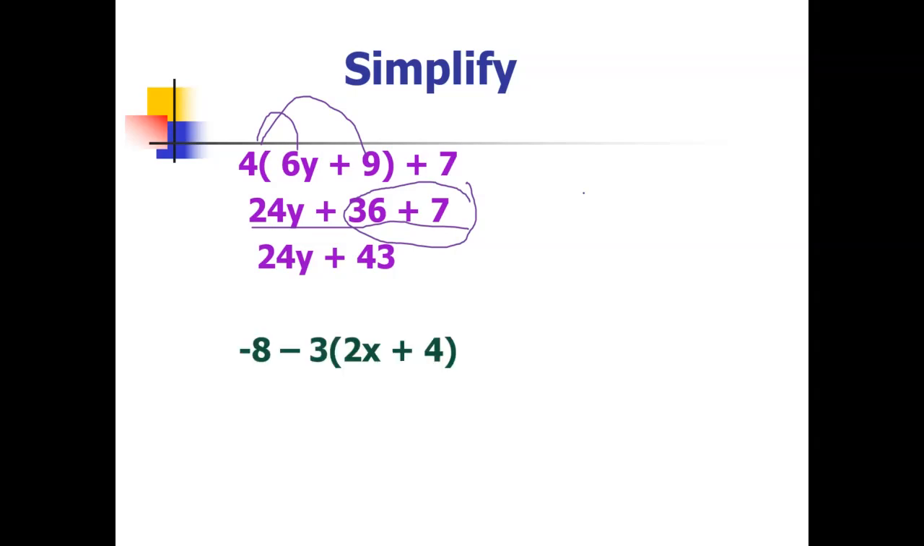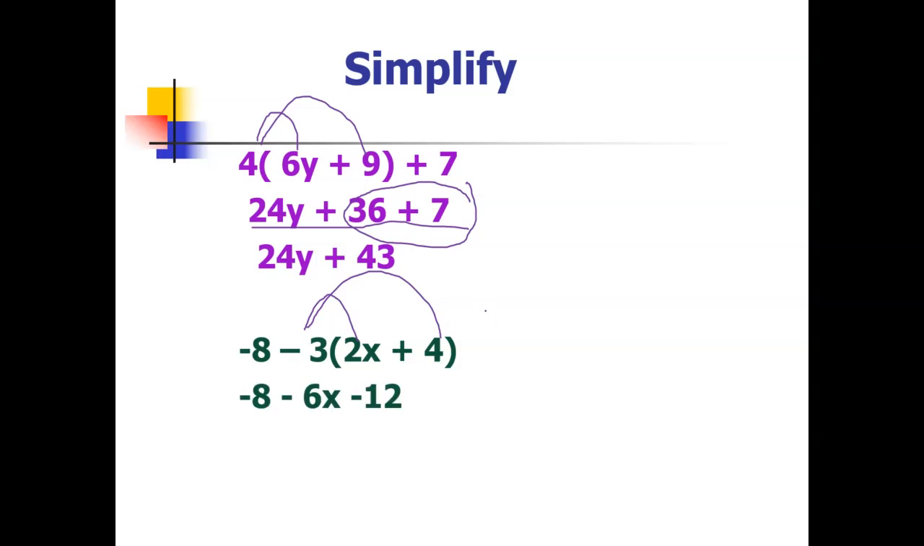Let's try another example. Negative 8 minus 3 times 2x plus 4. You need to make sure you follow order of operations as well. In this case, I'm not going to touch the negative 8 first. I'm going to use the parentheses first. Negative 3 times 2x will give me negative 6x. Negative 3 times positive 4 will give me negative 12. Basically, I'm using the distributive property first.